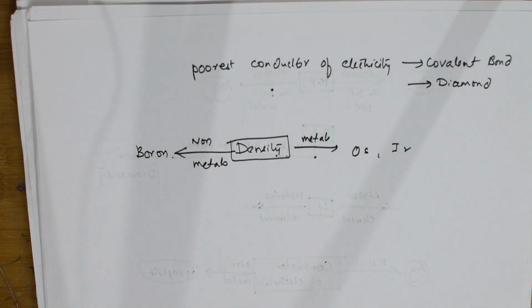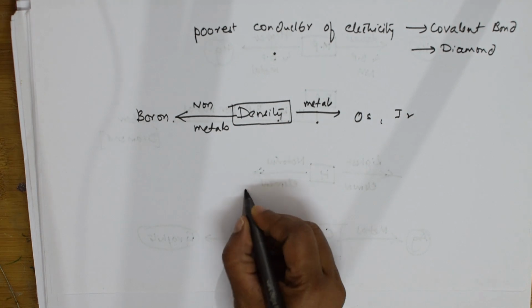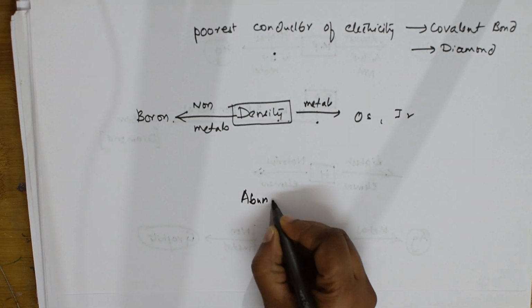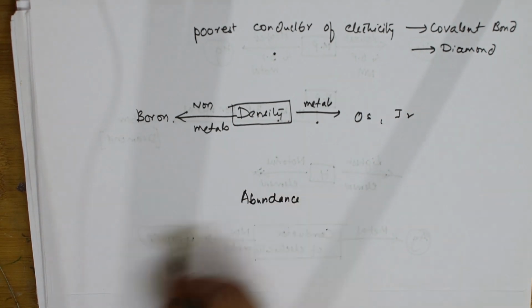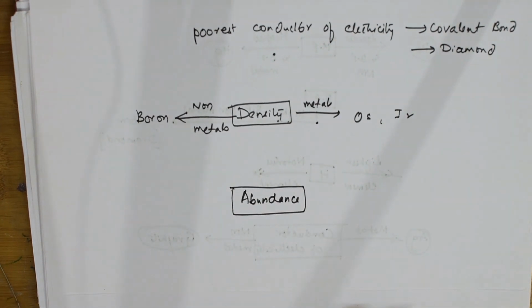Done, students? Is it clear? So nicely we have explained so many. Let's come back and go to the next category. Let me move my page above. Suppose they ask me a question in terms of abundance. So abundance in Earth's crust, abundance in universe, like that.